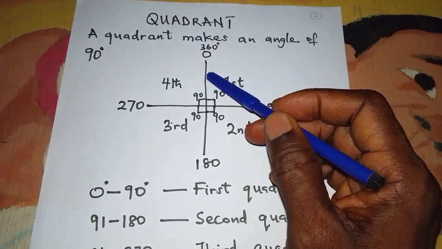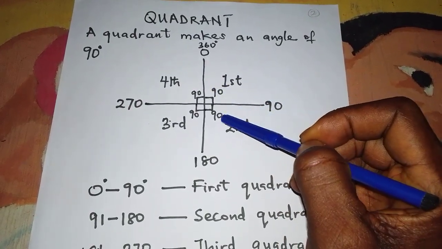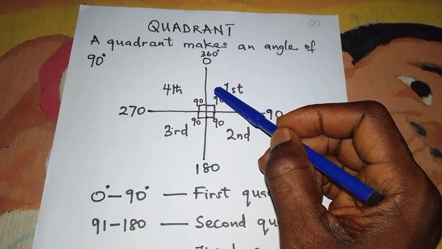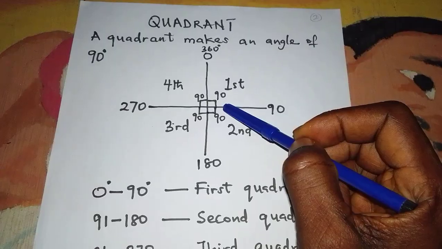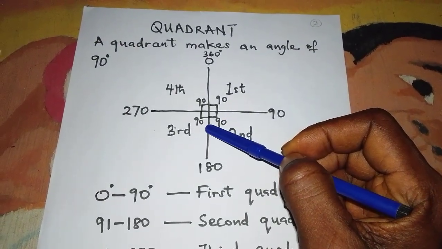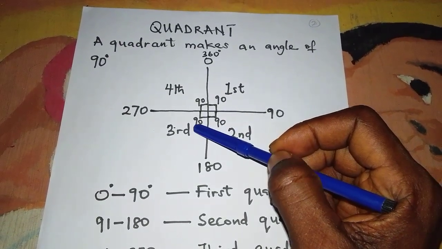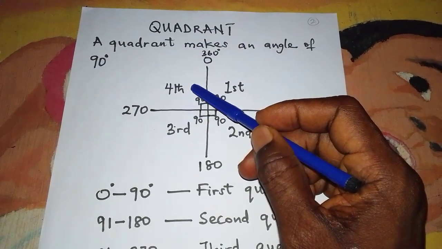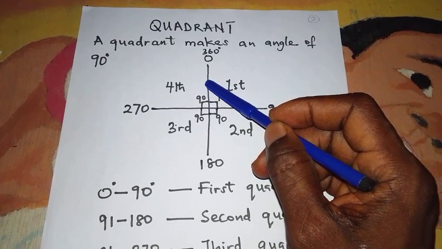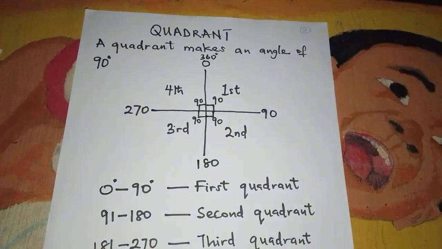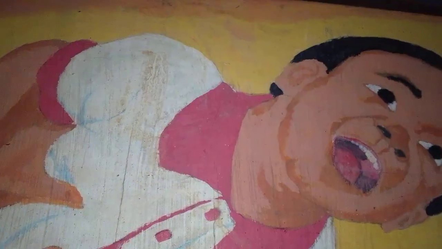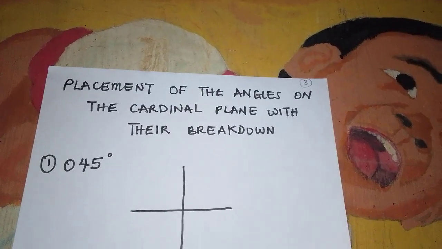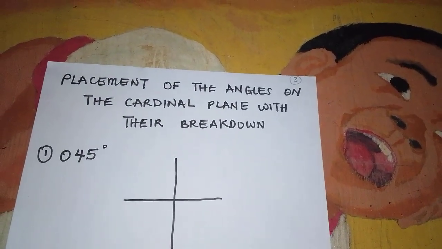So usually the movement is from the north in the clockwise direction. From 0 to 90 is the first quadrant. From 91 to 180 will give you the second quadrant. From 181 to 270 will give you the third quadrant. From 271 to 360 will give you the fourth quadrant. Now let's learn how to place angles in their quadrants. Placement of angles on the cardinal plane with their breakdown.